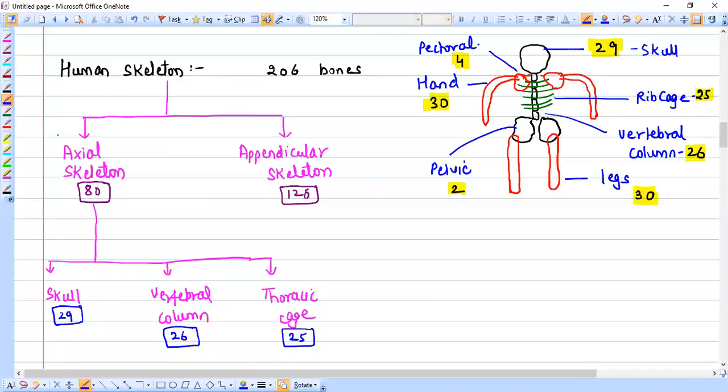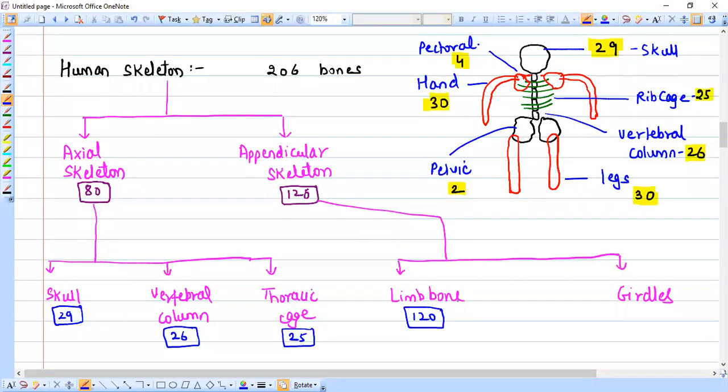When I talk about the appendicular skeleton, it is divided basically into two parts. One is your appendages. Appendages means your hand bone and the leg bone, so I just put it as limb bone. The other one is called the girdles. When it comes to limb bone, how many bones are there? I can say 120. 30 in your hand, so 30, 30, 60. 30 in your legs, 30, 30, 60, so 120.